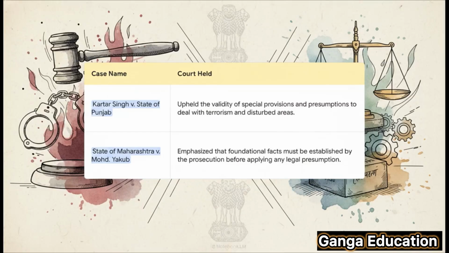Landmark case laws really show us how courts have interpreted these kinds of provisions. In Kartar Singh v. State of Punjab, the Supreme Court upheld the constitutional validity of such presumptions in special anti-terrorism laws like TADA, saying they were necessary. But, and this is a big but, in State of Maharashtra v. Mohammed Yaqub, the court also established a critical safeguard. It stressed that before any such presumption can be applied, the prosecution must solidly establish the foundational facts first.